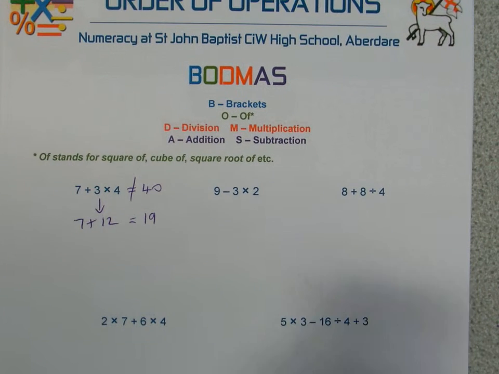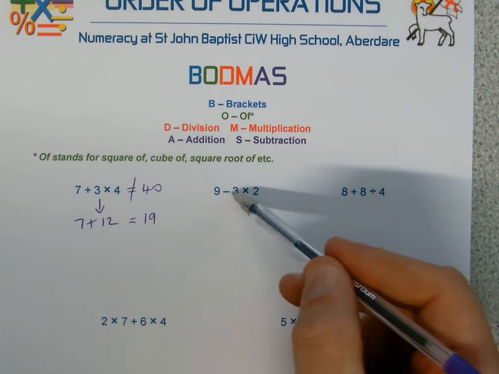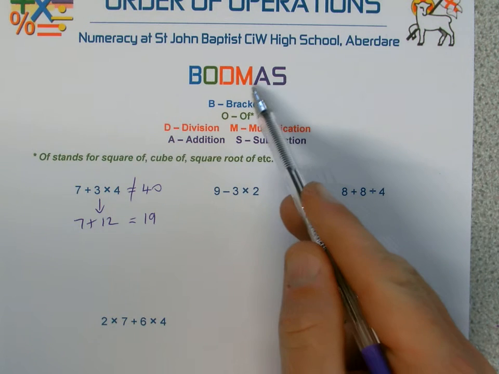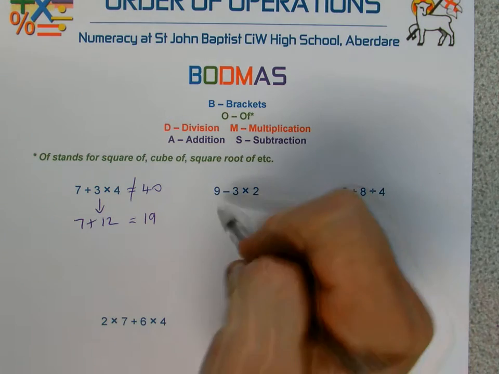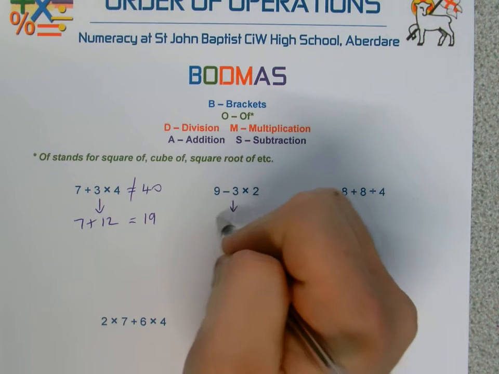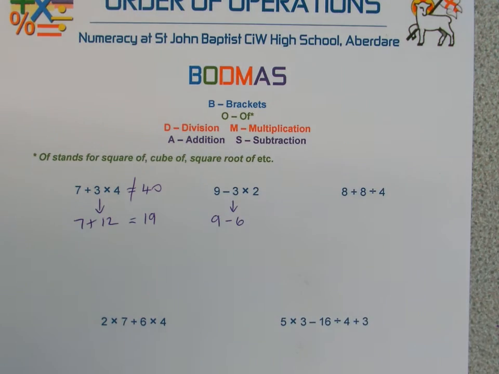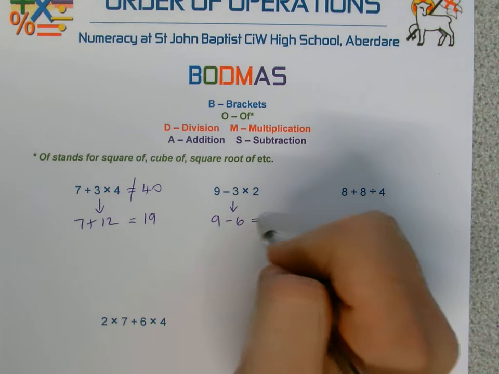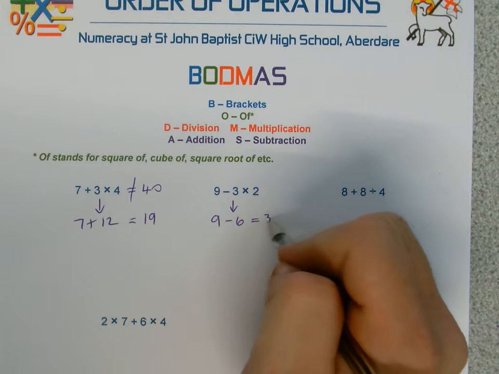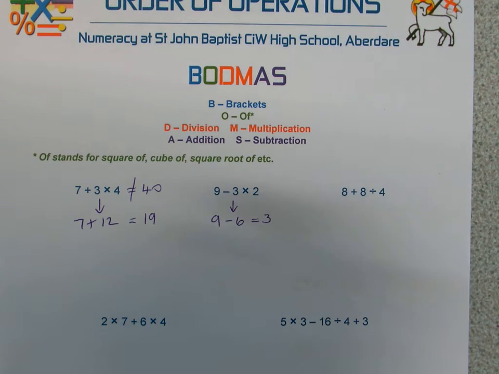Next one, you've got a multiplying and you've also got a subtract. We know the multiplying comes before subtract, so you need to multiply first. 3 times 2 is 6, then you can do the subtract, and you get the correct answer, which is 3.